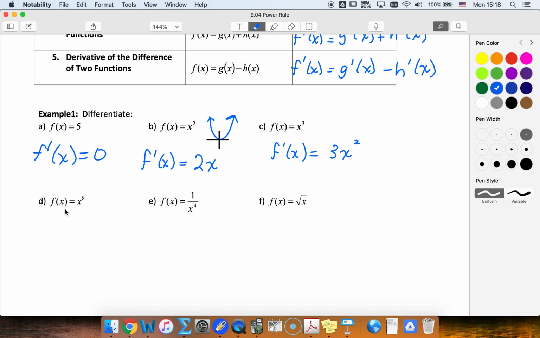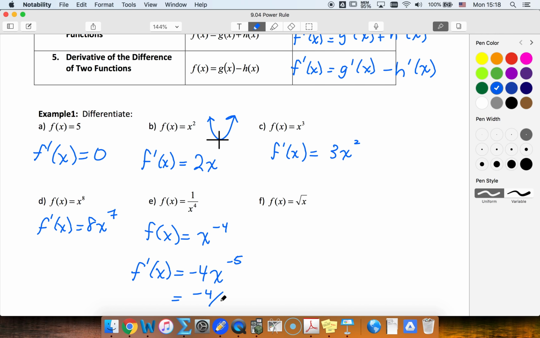All right, 8. So my derivative, 8x to the 7th. I'm going to rewrite this. So I'm rewriting f of x, not yet finding the derivative. I'm calling that x to the negative 4 power. So then my derivative, negative 4, x to the negative 5. And then I could rewrite that as negative 4 over x to the 5th. Root x, I already know. The derivative of that is going to be 1 over 2 root x.